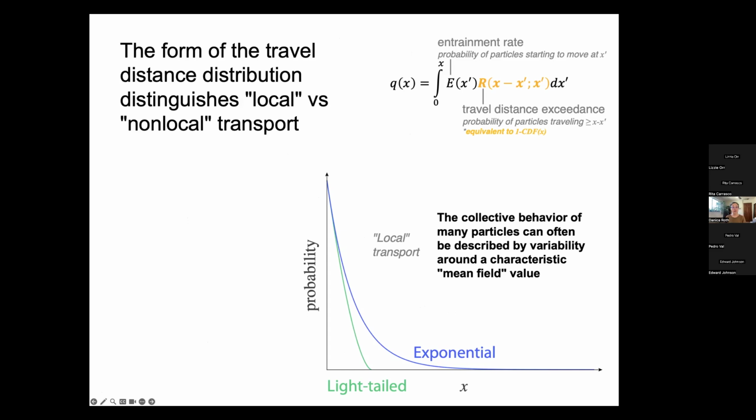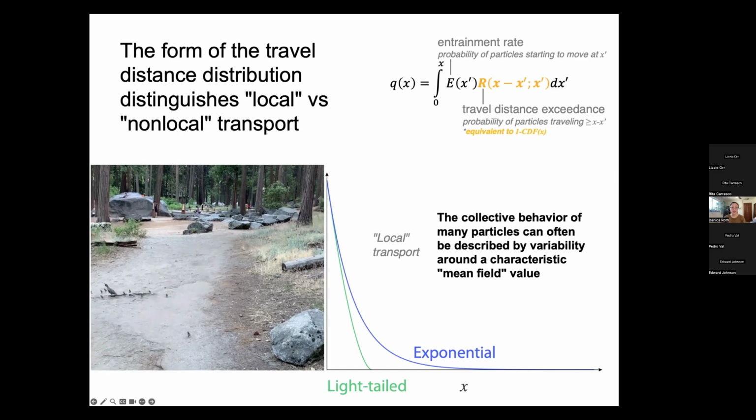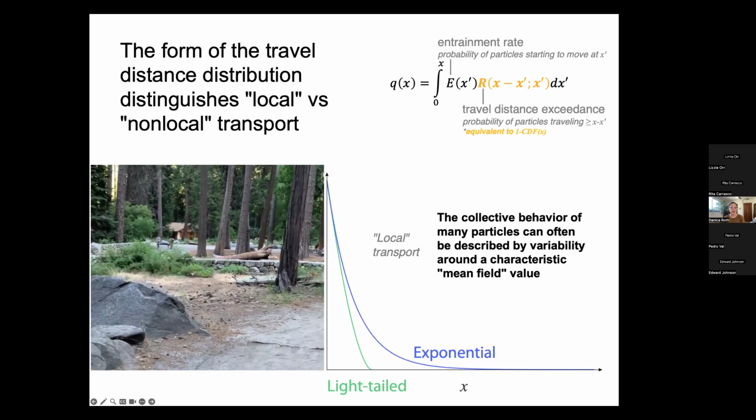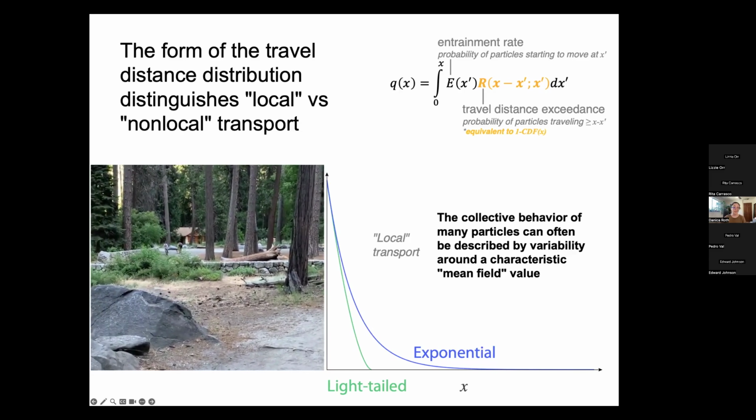Exponential distributions and distributions with tails that are lighter than exponential mean that the collective behavior of particles can be described by variability around a mean field or central tendency. So for example, here's an ensemble of quails moving as a mean field, and their collective movement is really well described by the mean and variance of all of the chicks, because none of them are going too far afield.